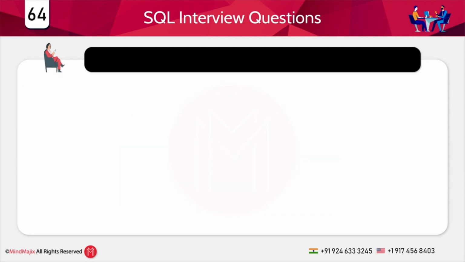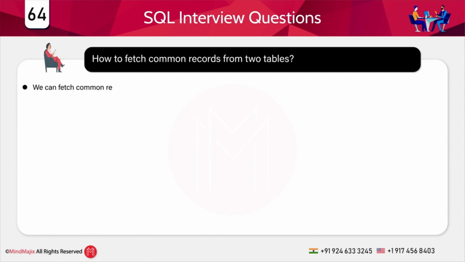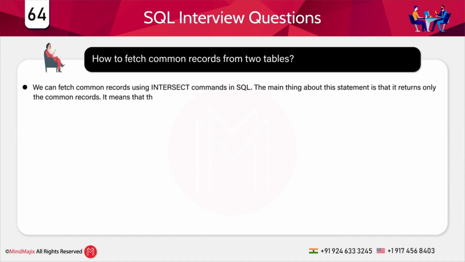The next question over here is how to fetch common records from 2 tables. We can fetch common records using the intersect command in SQL. The main thing about this statement is that it returns only the common records. It means that this statement helps to eliminate duplication of data.